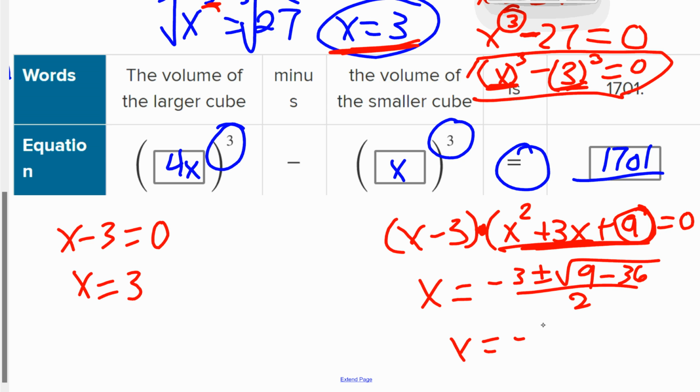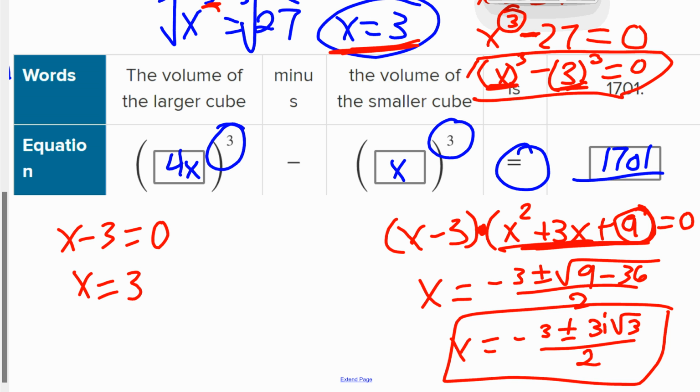Over 2 times a. Reduce that down, negative 3 plus or minus, that would be, what, 27? That'd be 3i square root 3, all over 2. And so those are my other 2 answers. Can't simplify more than that. So those are all 3 of my answers right there.